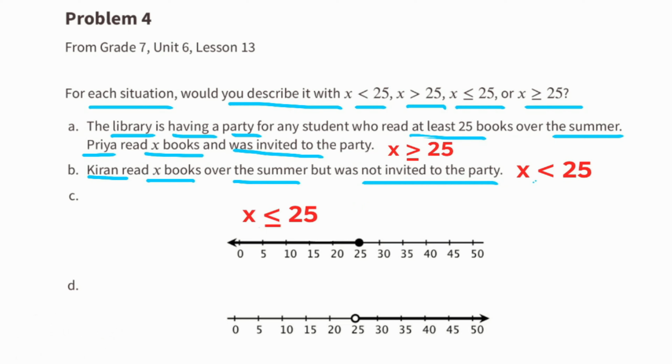D. D is a number line that has the point above the 25, but it's not colored in. It's only circled, and it's pointed to the right. That means that X is greater than 25.